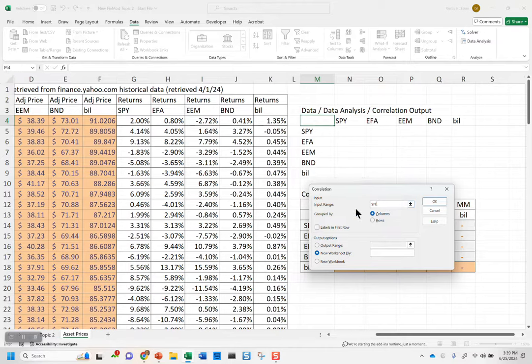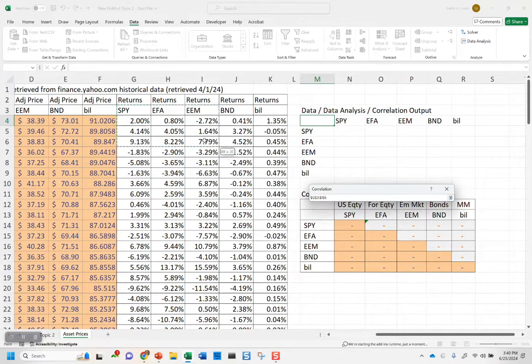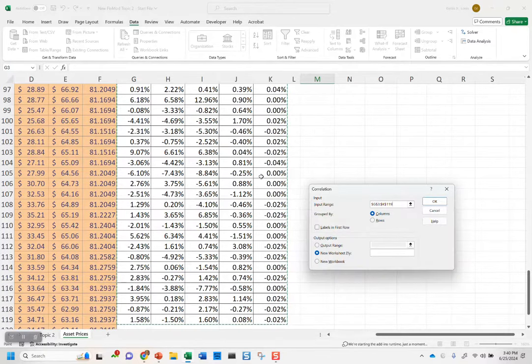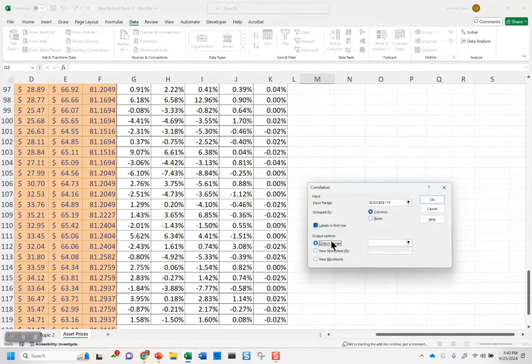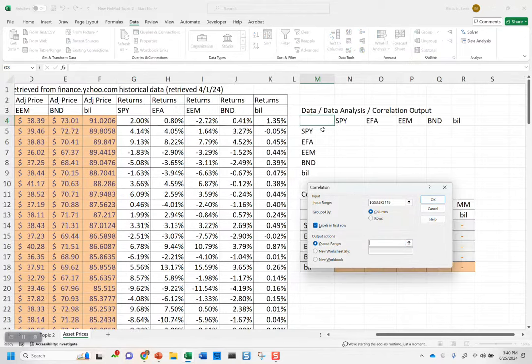So I'm going to come over here, and I'm going to select this data, including the labels up there. So that's starting in row 3. I'll go to the bottom of that series, K119. I want to click here that the label is included in the first row. And the output, I want to put at the top of our spreadsheet here. I don't want to put it in a new workbook. And I'm just going to select this corner right here, and that is M4.